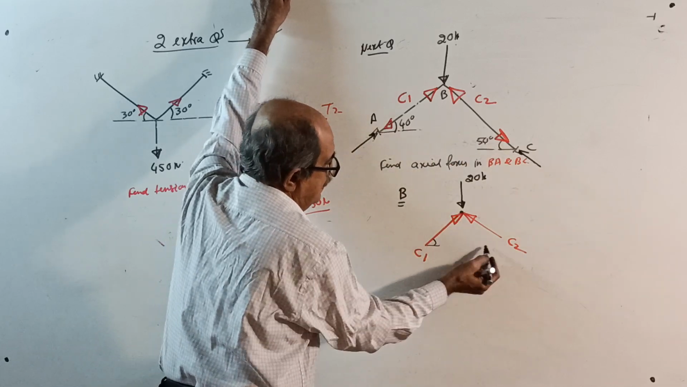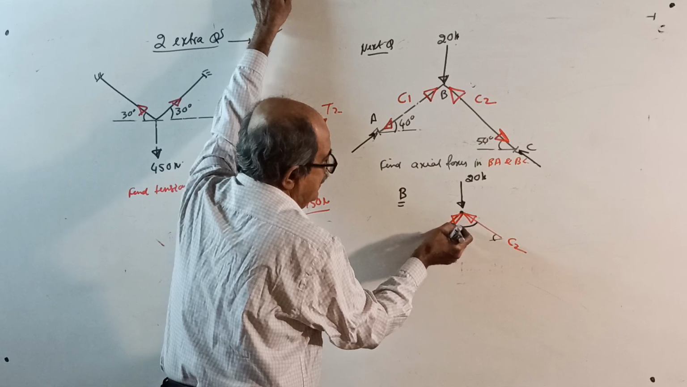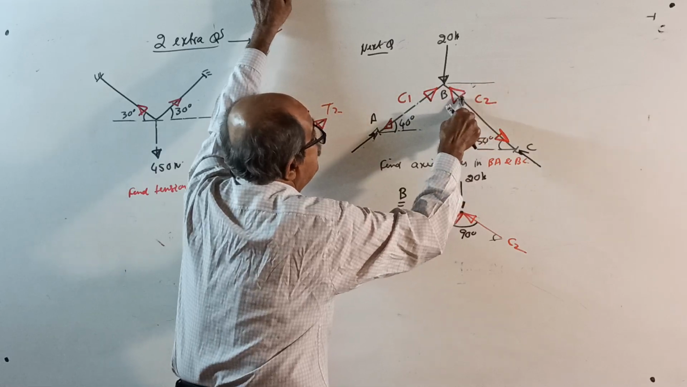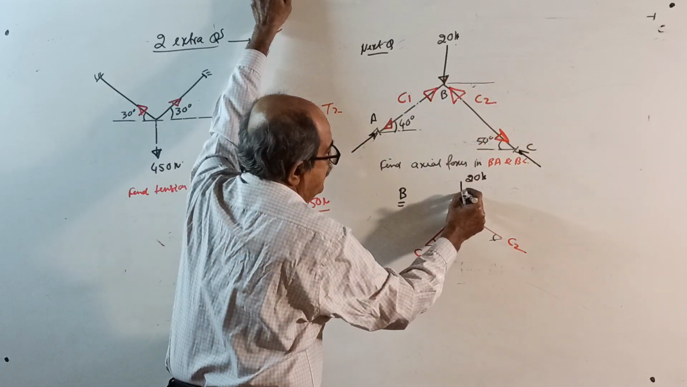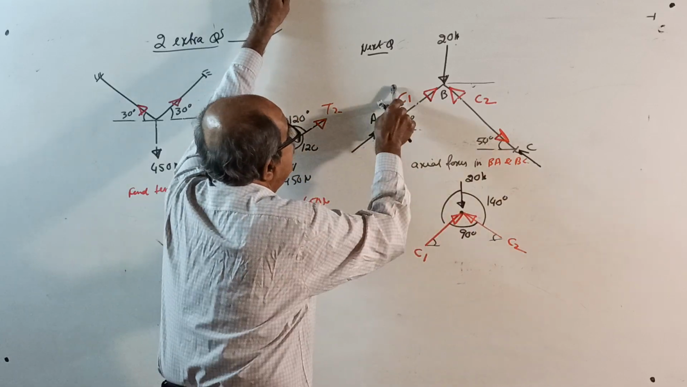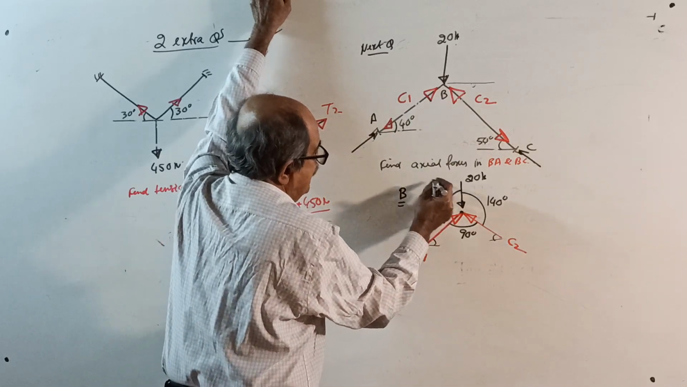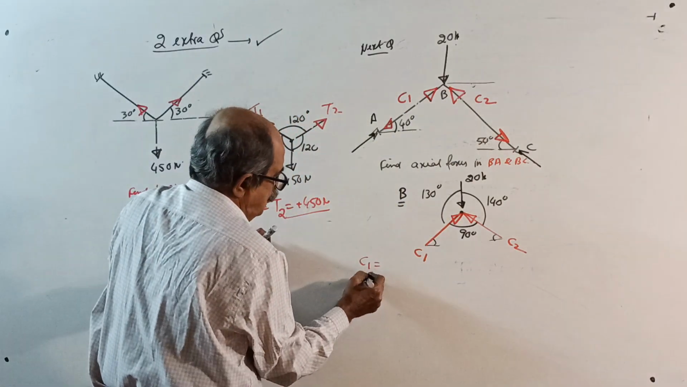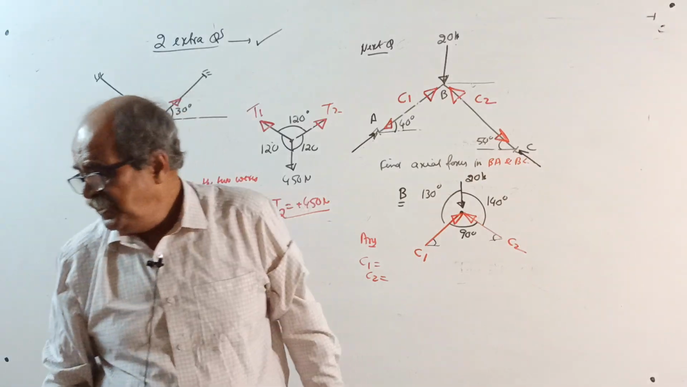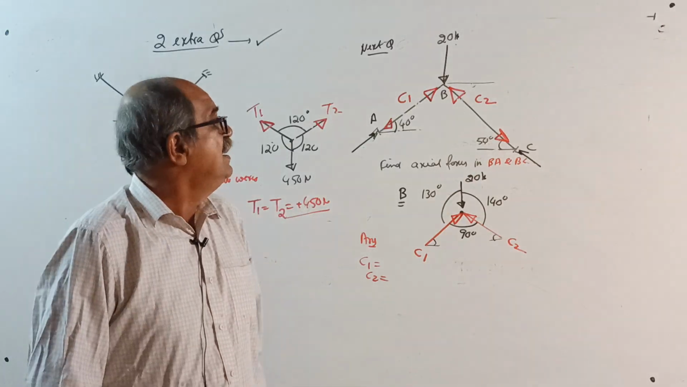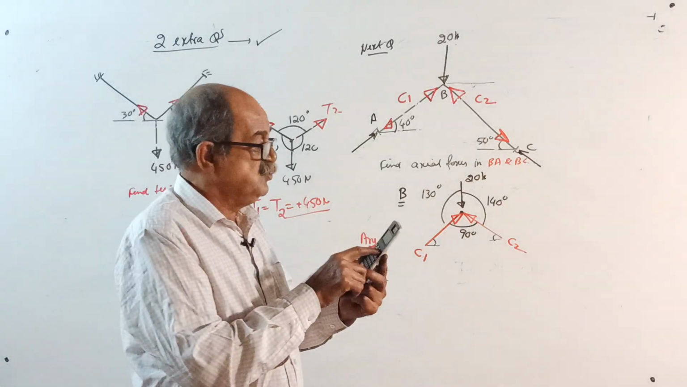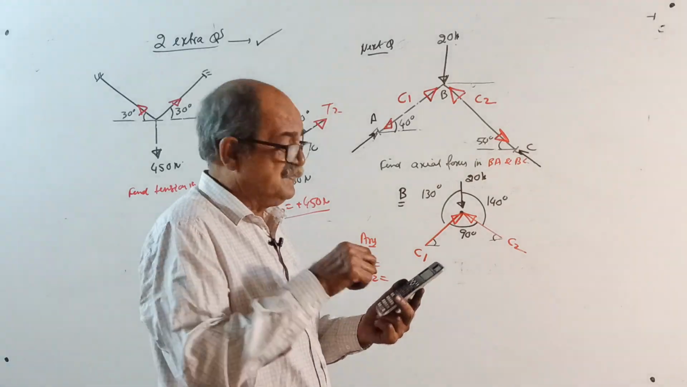See, this is 40, this is 50, so this angle equals 90 degrees. If this is 50, this also 50, 50 plus 90 is 140 degrees. If this is 40, this is 130 degrees. Correctly get the value of C1, C2 by Lami's theorem. And one more thing. See, all forces are incoming now, acting towards the joint. Lami's theorem requires that all should act away from the joint, or all should act towards the joint.